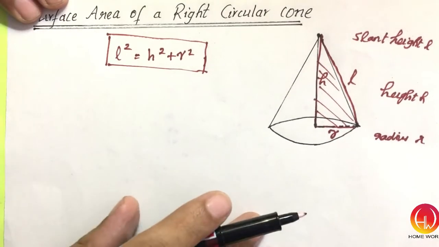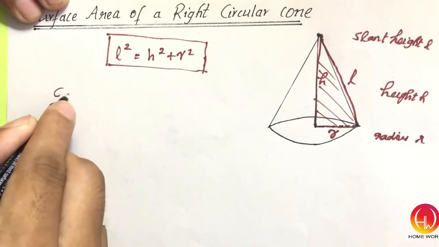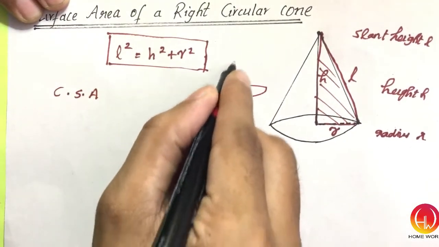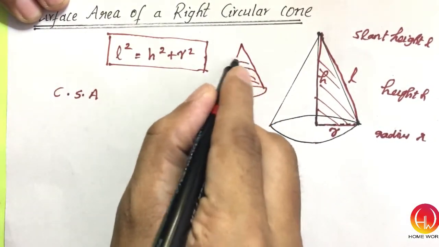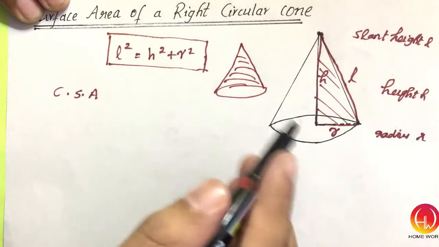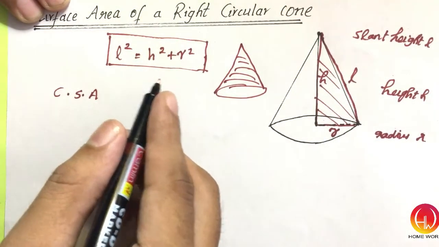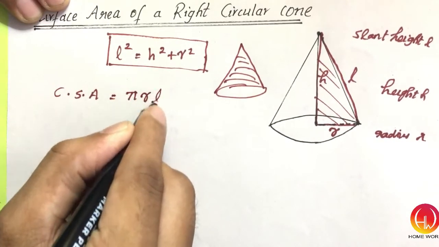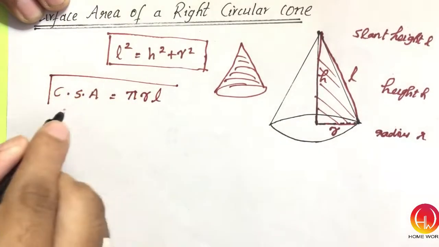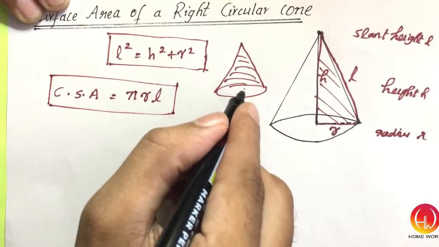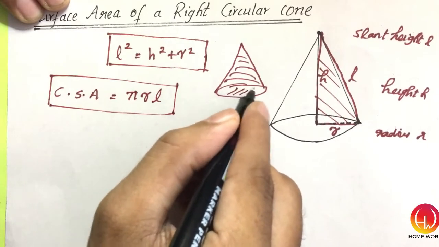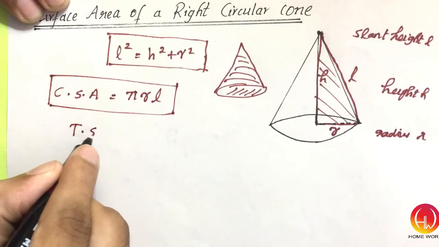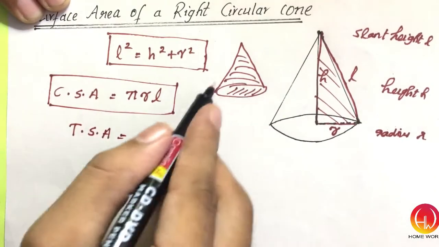Next, we are going to discuss how to find curved surface area, or simply CSA. CSA means the area of this portion, except the base. To find the CSA of a cone, we will use this equation: pi r l. Curved surface area of cone equals pi r l. Then if we add base area into curved surface area, we will get total surface area.